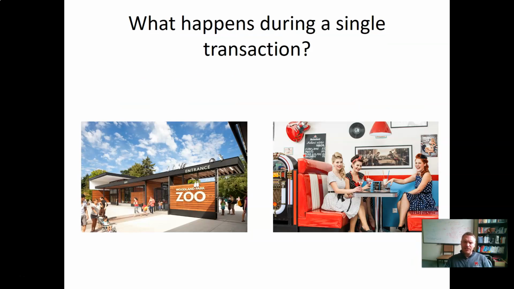Another thing we have to understand, and this is a different question, but to get at the same core intuition around cost structure, we need to understand what happens during a single transaction. If I purchase zoo tickets for my family and we go to the zoo, what changes from a cost perspective for the zoo? Well, because of the heavy fixed costs, not a whole lot. The costs don't change very much when an additional person buys a ticket to the zoo.